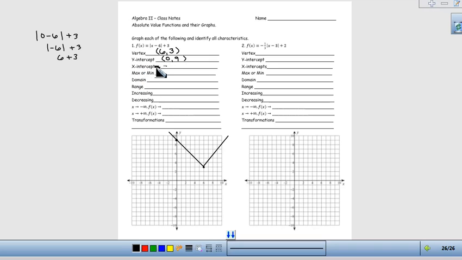I can identify the x-intercepts at this point. We only have an x-intercept if it crosses the x-axis, and this one does not. Max or min. The vertex is the lowest point on this graph, so it is a minimum. And remember, when we talk about max and min, we're only referring to the y values. So the lowest y value of this graph is 3.